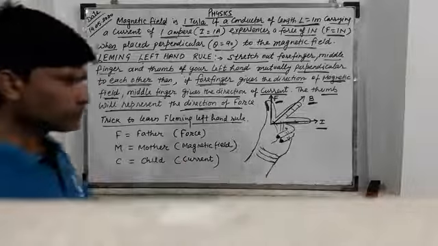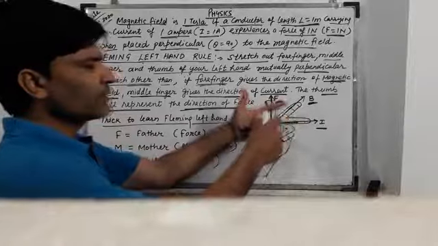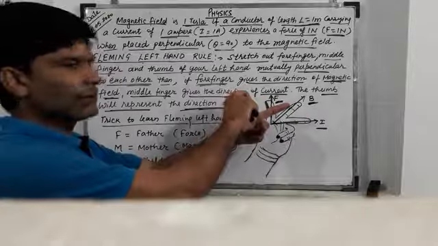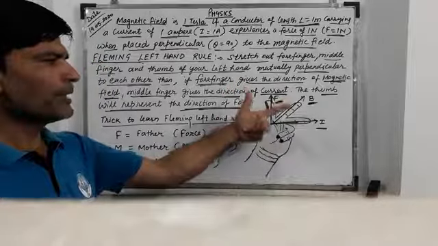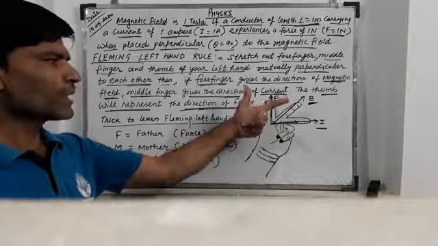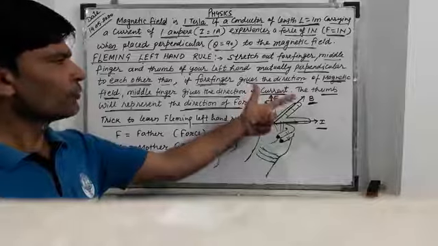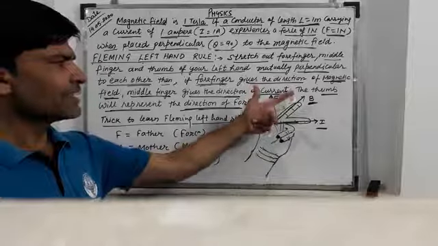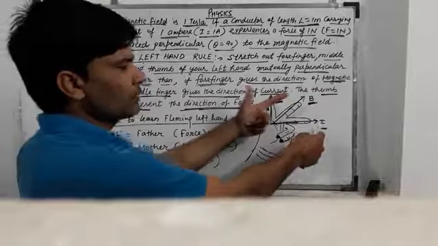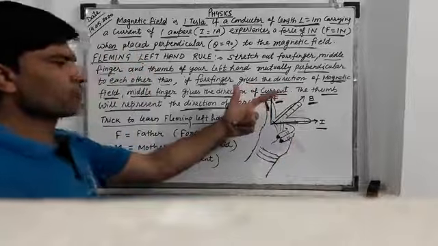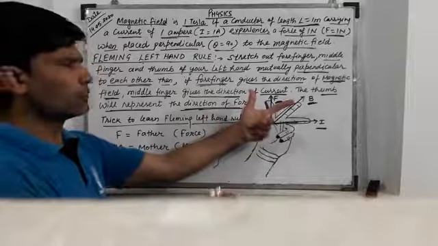Once again, first stretch out the forefinger, middle finger and thumb of your left hand mutually perpendicular to each other. You can see this. Then if the forefinger represents magnetic field, this one, the middle finger represents current, then the thumb will represent force.